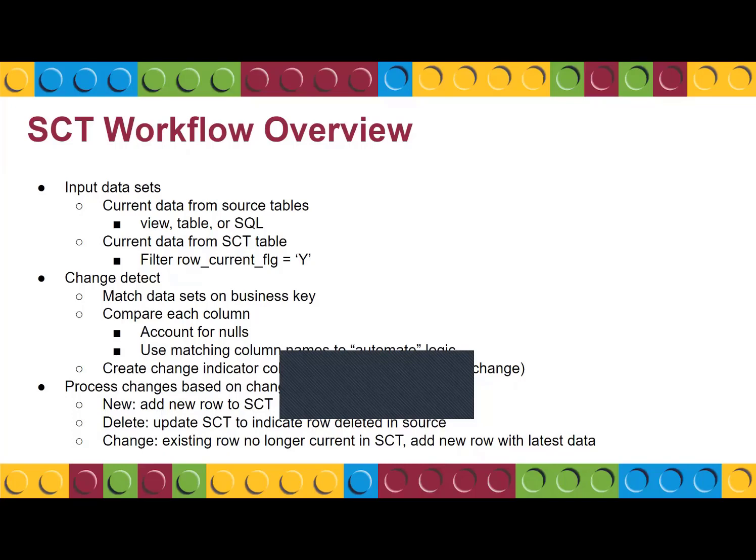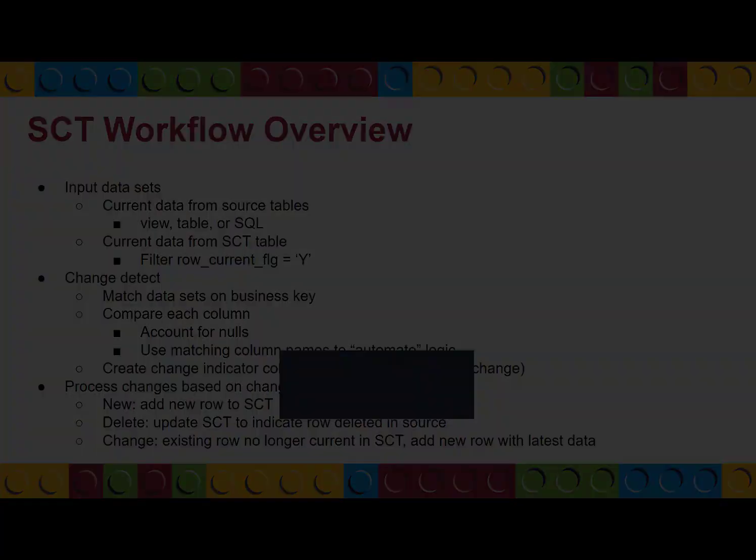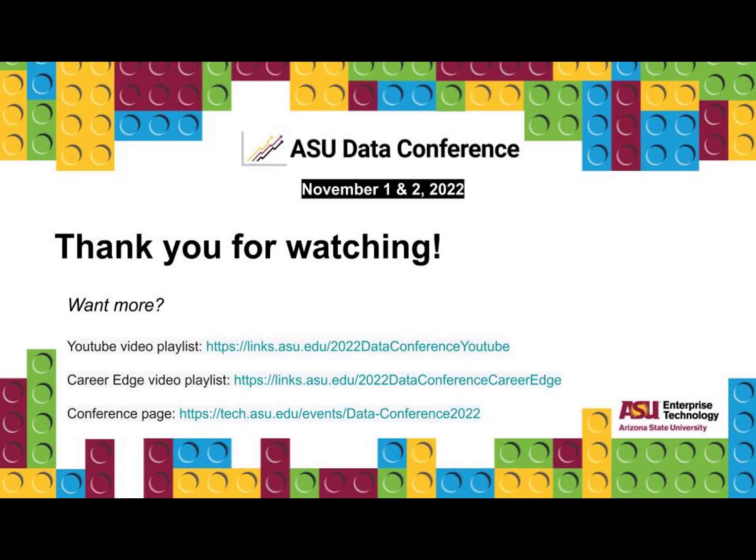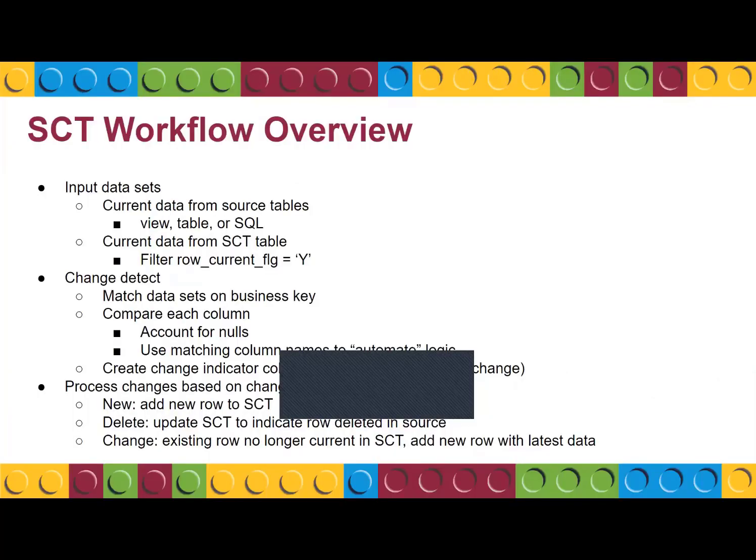And then finally, you create a change indicator column, which will have a designation of whether that row is new, deleted, identical, or it's a change. And then based on that change identifier, you're going to process your changes into your slowly changing table. So when it's a new row, it gets added to the SCT. When it's deleted from the source system, the SCT gets updated to mark that row as deleted in source. And if it's a change, the row gets marked as no longer current, and a new row with the latest and greatest data gets added to the SCT.